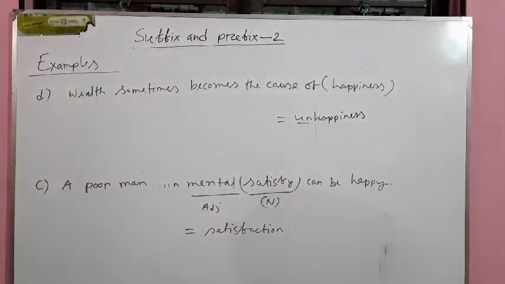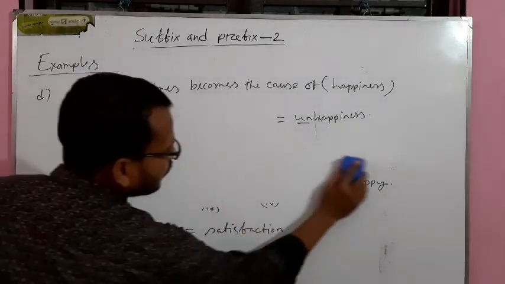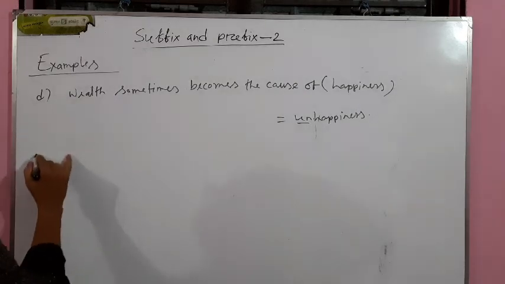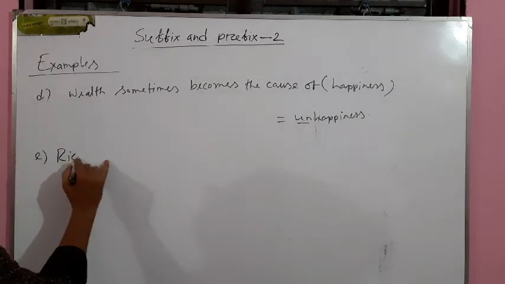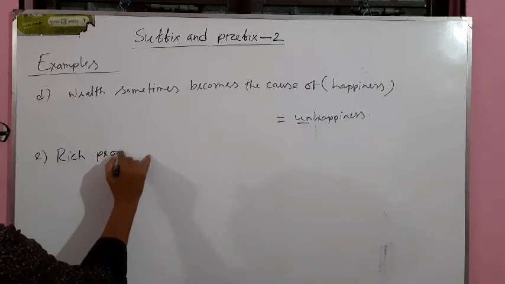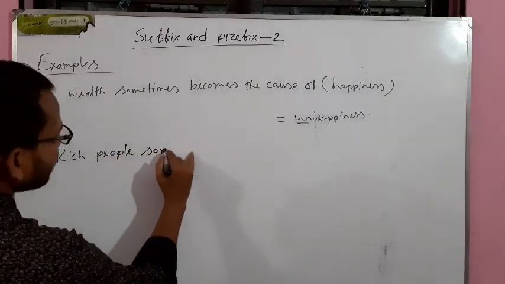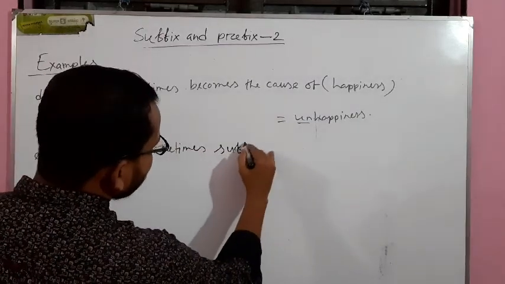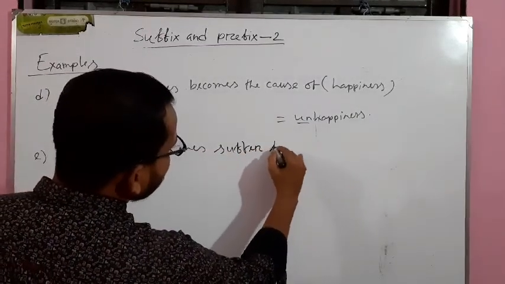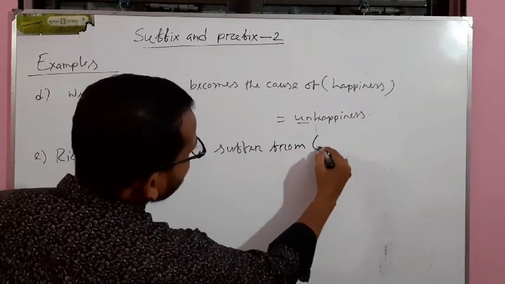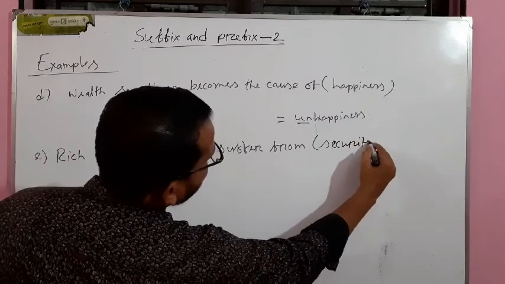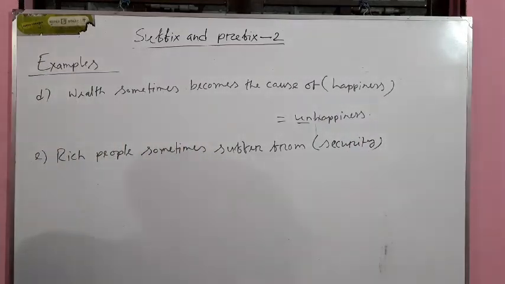Last sentence, dear students, sentence number 5, and this will be the last sentence for today's class. Sentence number 5. Rich people, number E. Rich people sometimes suffer from security. Look at the sentence, look at the meaning of the sentence.